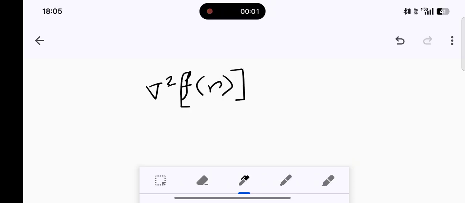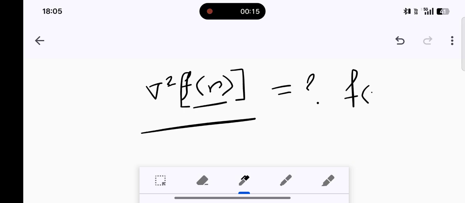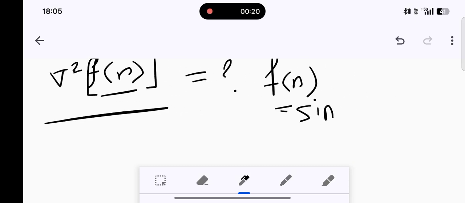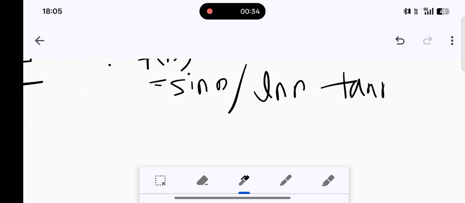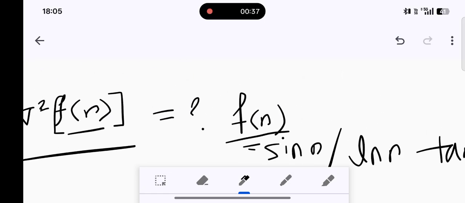Hello guys, in this video I will talk about the Laplacian operator, and you will face some kind of questions like that where you need to calculate the value of this. Now f(r) will be given, like let's say f(r) is sin r, and r is not a single variable actually, it's a combination of x, y, z. So you can say r is nothing but the position vector. So this is, let's say, sin r or ln r or tan r or whatever. I'm going to show you for a general case where I will take the function as f(r).